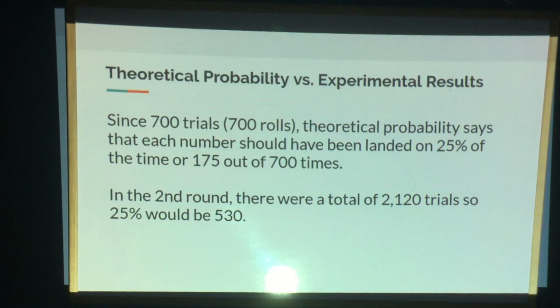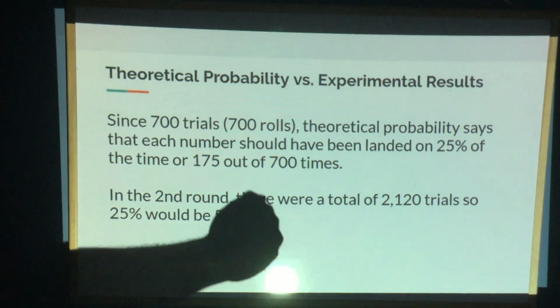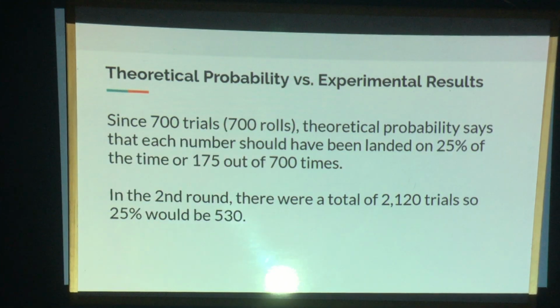So again, theoretical versus experimental. Theoretical says, in theory, when we roll a four-sided die, we should land on each of them exactly 1 out of 4 times, or 25%. Experimental says, well, actually do it and then see what your results are. Law of large numbers says, complete the experiment an enormous amount of times, and the experimental results will equal or become very close to the theoretical results.